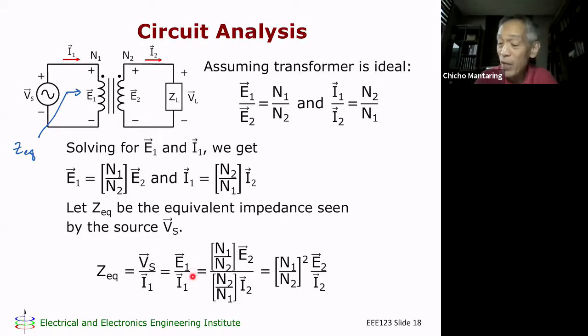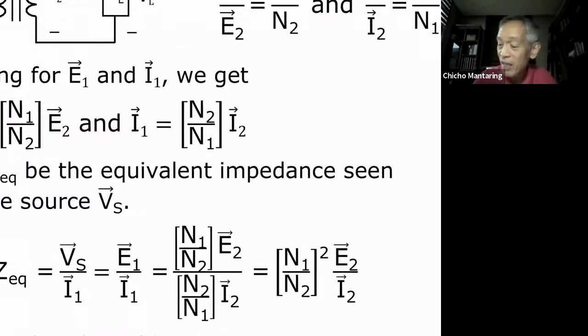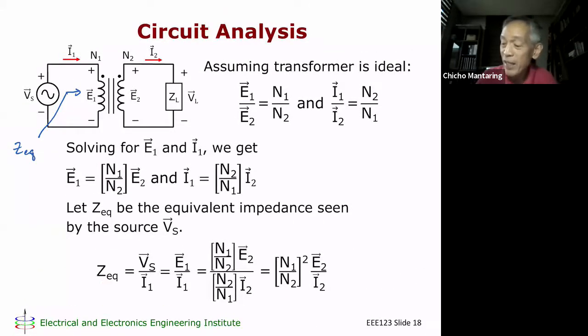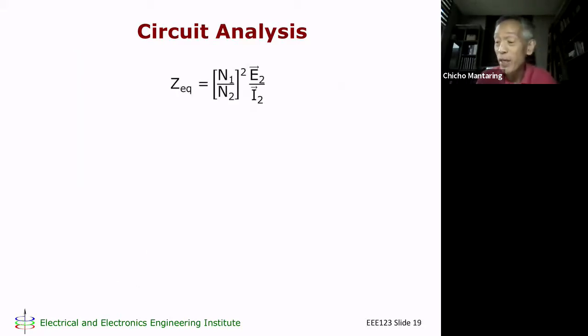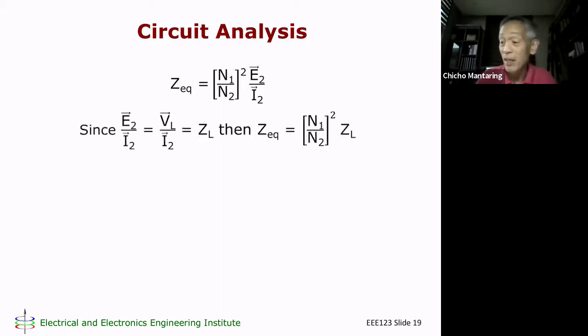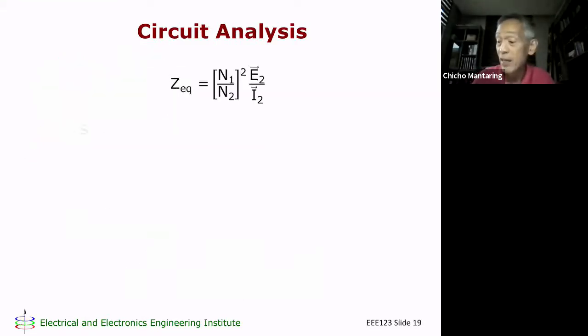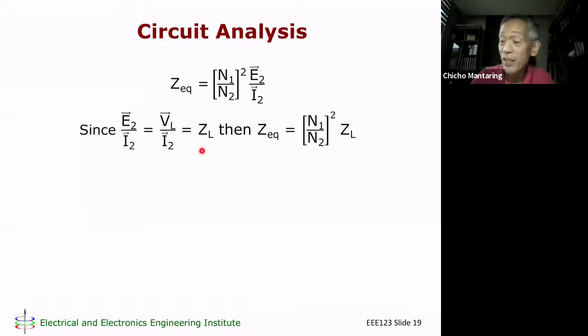But expressing now E1 and I1 in terms of E2 and I2, so I'm just substituting these relationships here. Okay, I'm going to get Z equivalent is N1 over N2 squared E2 over I2. Since E2 over I2 is VL over I2, so pag dinignan natin to, no? E2 is the same as VL. VL over I2 is actually just Z of L. E2 over I2 is just Z of L.